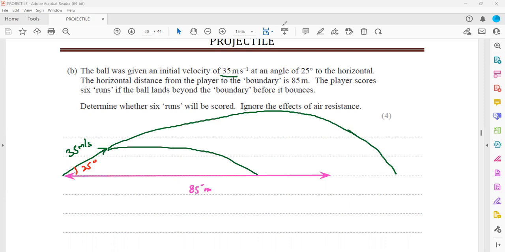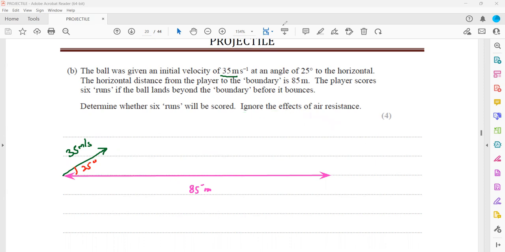So ignoring the air resistance, we have to determine whether the 6 runs will be scored or not. Ignore any effect of air resistance. Mainly we want to find the range of this. If its range is more than 85, it means that it will score 6. If it is less than 85, it means it will not score a 6.